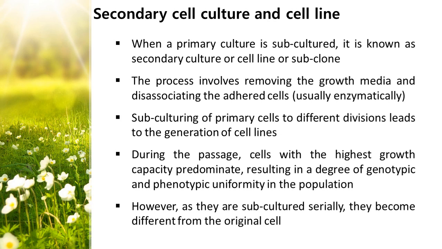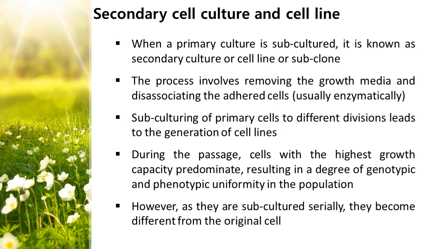Now, secondary cell culture and cell line. When a primary culture is subcultured, it becomes a secondary culture, or we can call it a cell line or subclone. The process involves removing the growth medium and dissociating, that is separating, the adherent cells by an enzymatic method. Subculturing of primary cells into different divisions leads to the generation of cell lines.